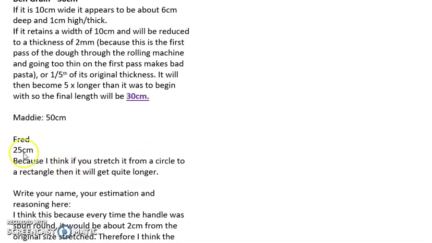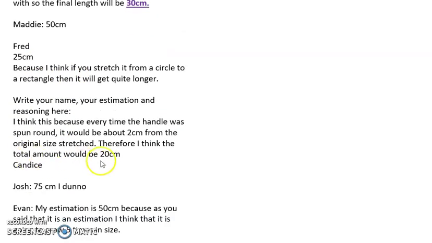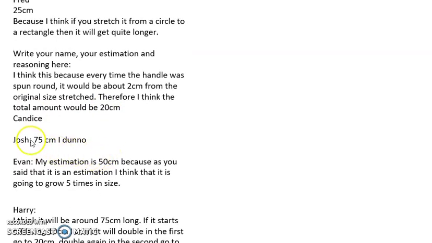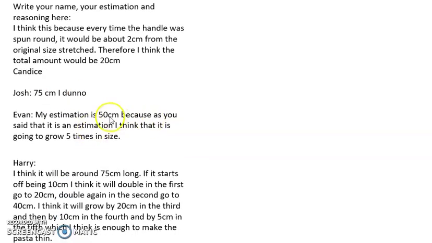Maddie 50, pretty good. Fred 25, yeah, it's not quite enough there. Candy's 20 again. Josh 75 centimeters. Now this is actually the closest guess, but he says I don't know as his explanation there, which I think he could have done a bit better than that. So Evan 50 as well.